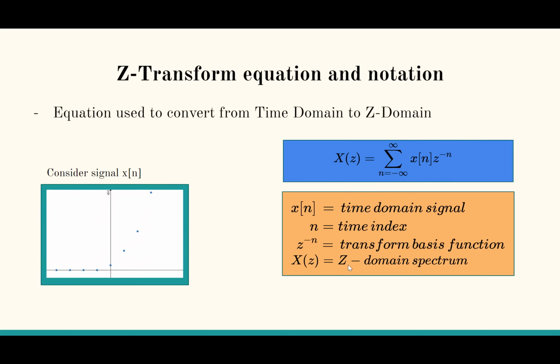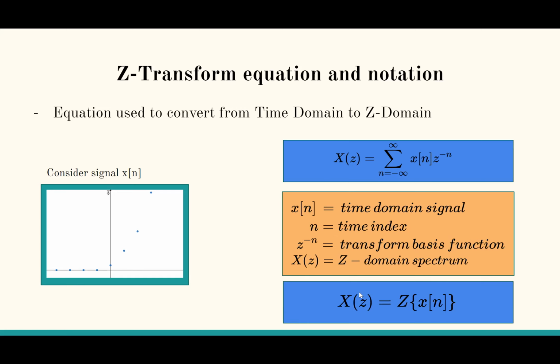And then the X of z is a Z domain spectrum so that you can get the phase spectrum, you can get the magnitude spectrum, and you can get the imaginary versus real graph. And then the notation is very similar to the Laplace notation. It's a Z instead of an L. And one thing that's very important is that z is a complex variable.